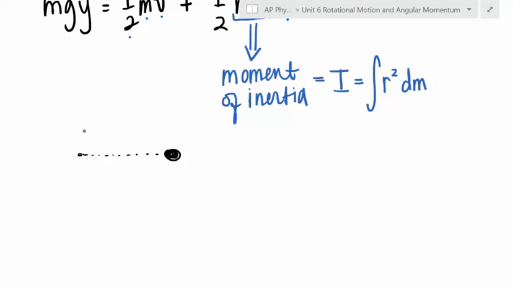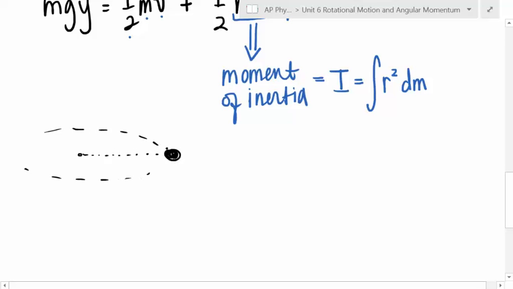So for a point mass going round and round, because all of the mass is concentrated at the same position, the moment of inertia would be mr squared, just like modeling it for our rotational analogy.